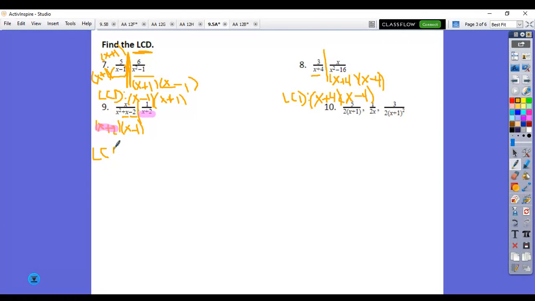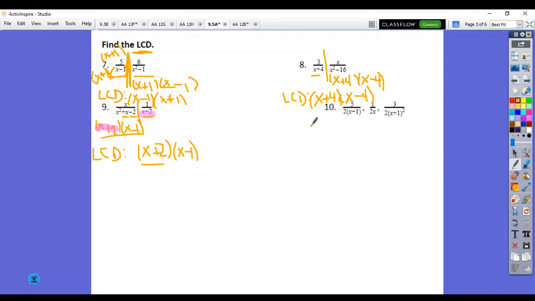So my least common denominator, I need this entire denominator, x plus 2 times x minus 1. Then when I jump to this side, do I already have an x plus 2? Yes, so I don't need another one. This is my entire least common denominator.